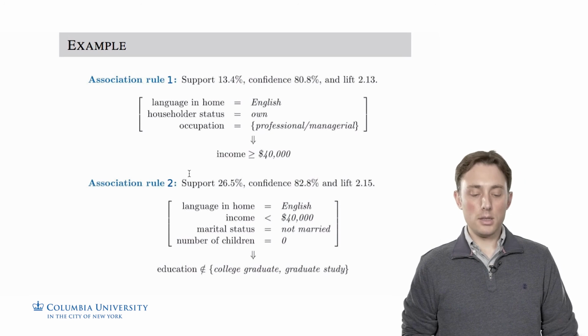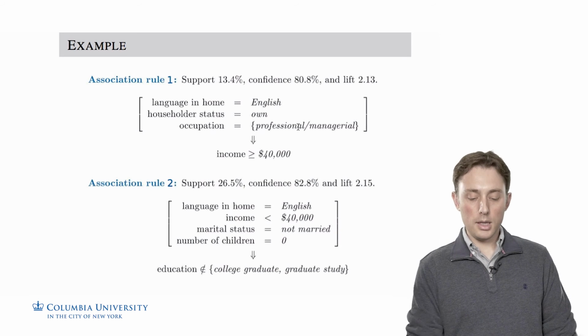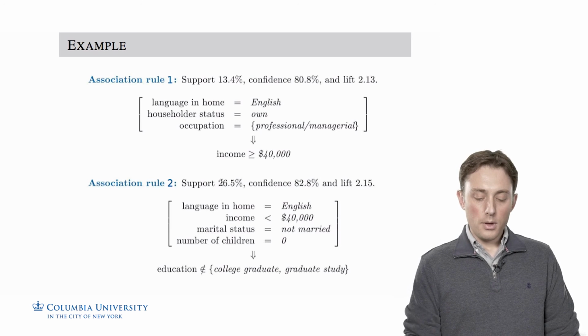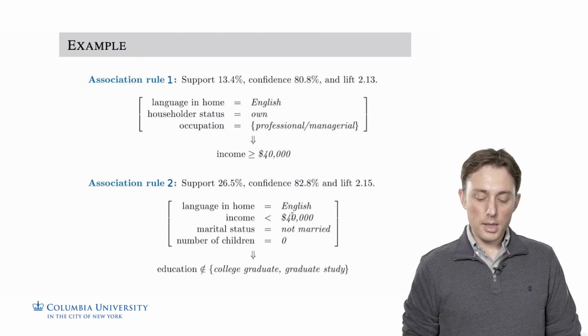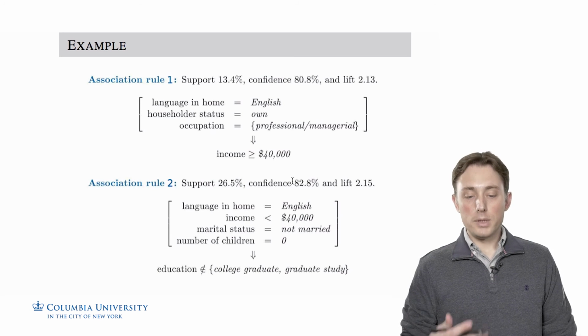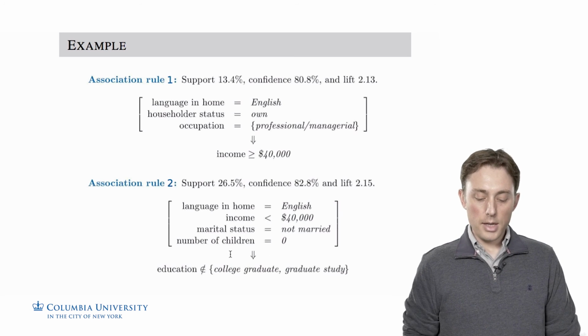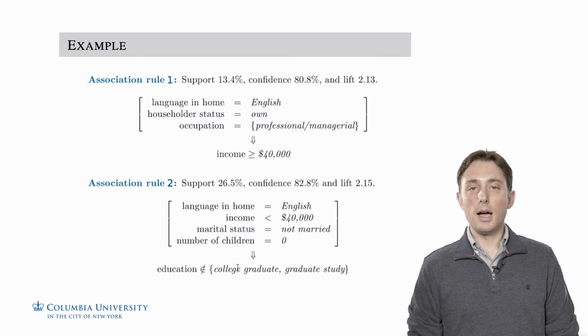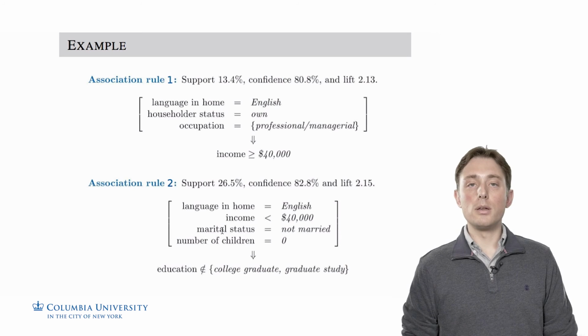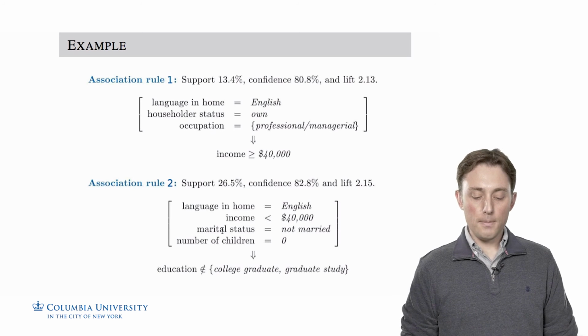We also learned a second association rule. So I should say these examples are from the book, The Elements of Statistical Learning. And what the second rule simply says is that if a person speaks English at home, their income is less than $40,000, they're not married, and they have 0 children, then with 82.8% confidence, their education is less than a college degree. So this is, again, a rule that we learned simply from the questionnaires that we had.